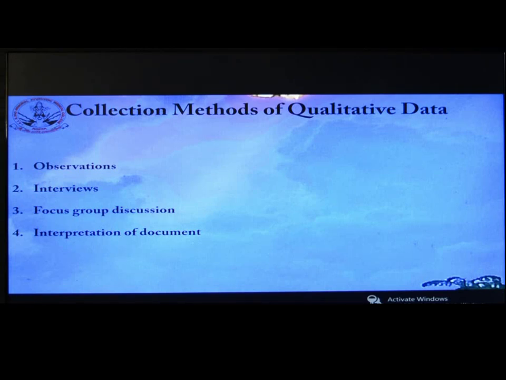Then focus group discussion. When we talk about a focus group, that's usually for selected people who are participating in a planned discussion. This is used to collect data on knowledge and ideas developed in a specific group. A lot of times there are group discussions and group debates. These are the types of focus group discussion to collect data. Then interpretation of documents. These are collected from reports, personal documents, articles, books, etc.